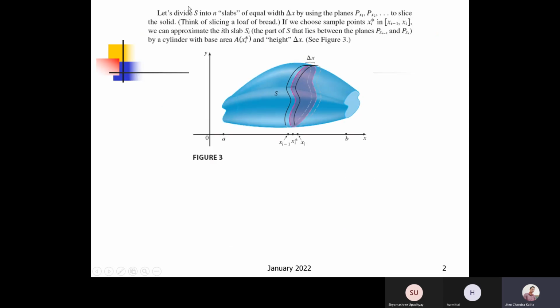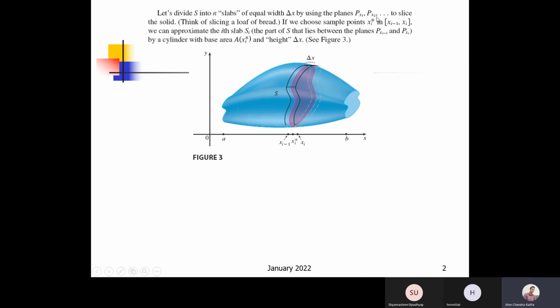Okay, so then what we did here: divide this solid into n slabs of equal width. Although it doesn't necessarily have to be equal width delta x, as I have told you. So, using the planes Px1, Px2 up to Pxn, slice the solid. And again, it is easier if you think of slicing a loaf of bread.